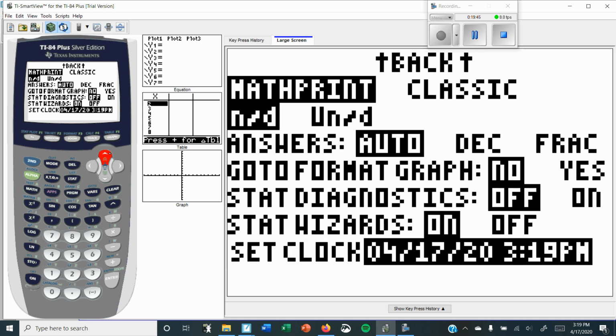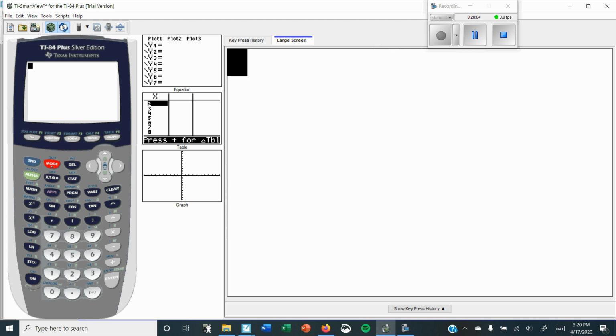If you read all this stuff, do you see how it says stat diagnostics? Do you see where it's blinking right now? It says stat diagnostics. We need that on. So if you go to the right, do you see how it's blinking on? Click enter. Do you see how now I turned stat diagnostics on? Now press second mode, which is quit, and now everything should work.